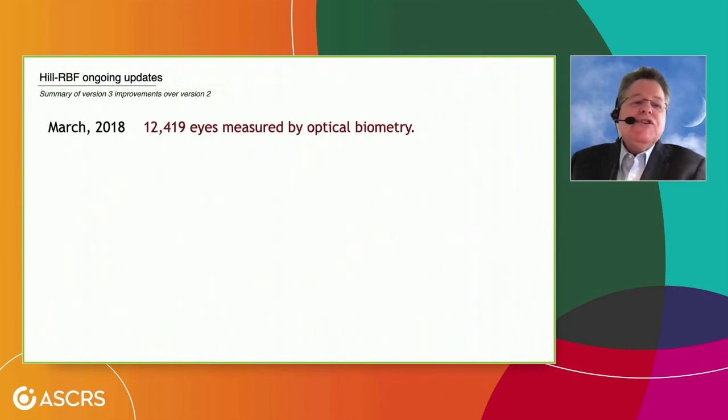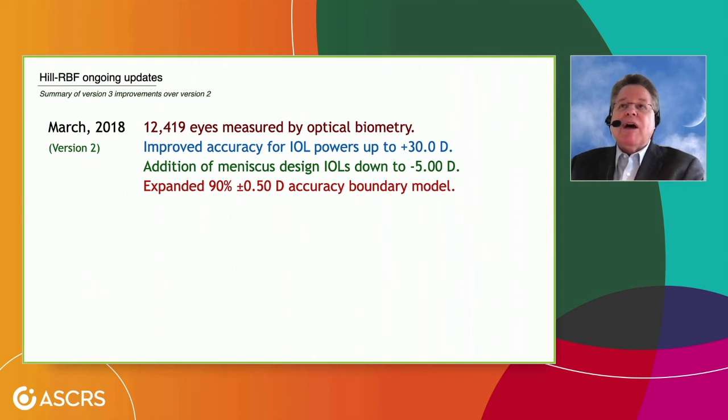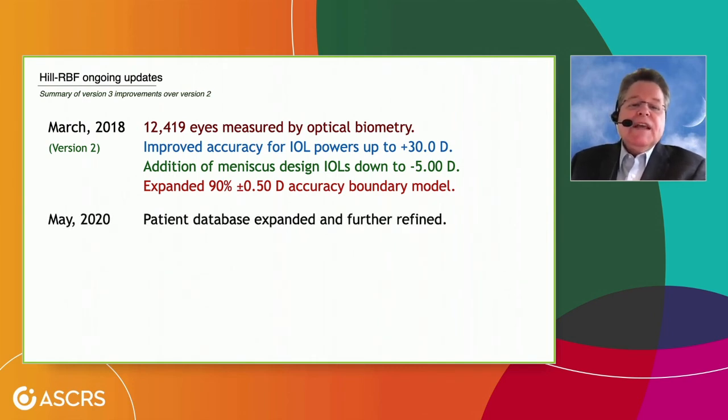So basically, the difference between 2 and 3 is that about 2 years ago, we had 12,400 eyes measured by the LENSTAR, improved accuracy for powers up to about 30 diopters, and then the addition of cases from different biometers that allowed us to use meniscus design for IOLs down to -5, and we extended the boundary model down to -5. It expanded the 90% half diopter accuracy boundary model over version 1, and we've been very happy with how this has been working. This month, we've expanded the patient database, and it's been refined.